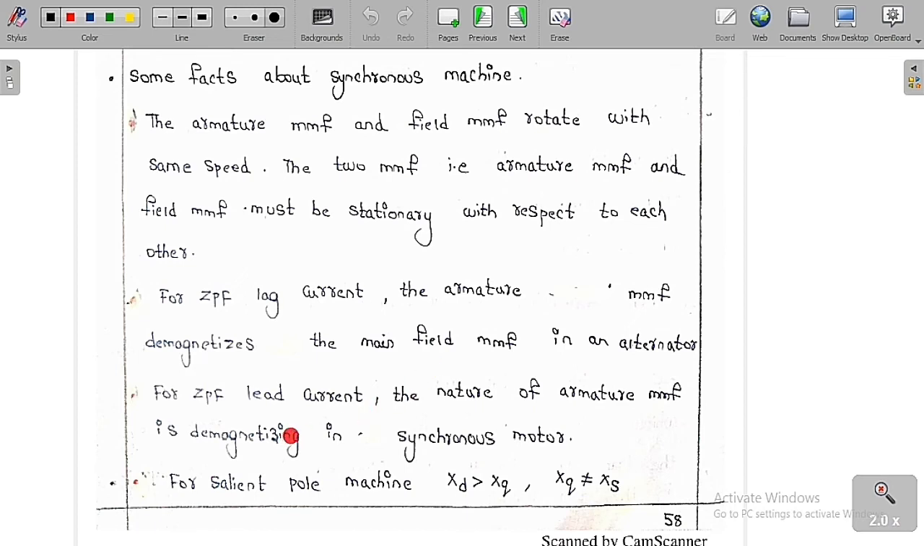Similarly, for ZPF lead current, the nature of the armature MMF is demagnetizing the main field MMF in a synchronous motor. And I have already told you, for a salient pole synchronous machine, the direct axis reactance is always greater than the quadrature axis reactance, and XQ is not equal to XS.